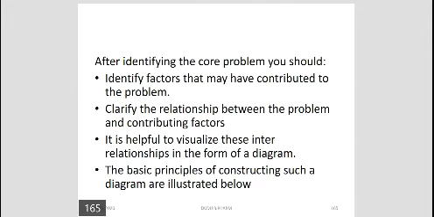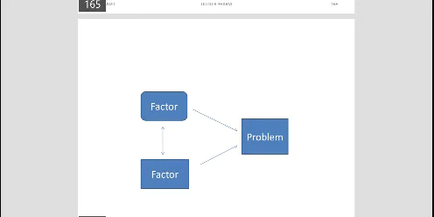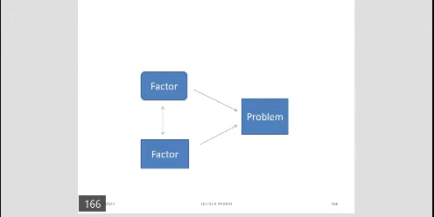So after getting the contributing factors to the problem, clarify the relationship between the problem and the contributing factors. It helps to visualize this interrelationship in the form of a diagram. The basic principles of constructing such a diagram are illustrated below. As you can see, there are factors. Then how does this factor relate to the problem?